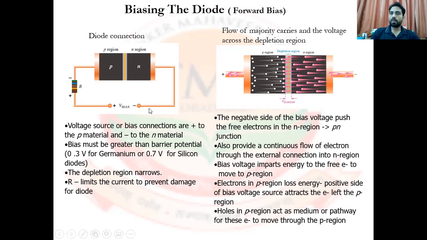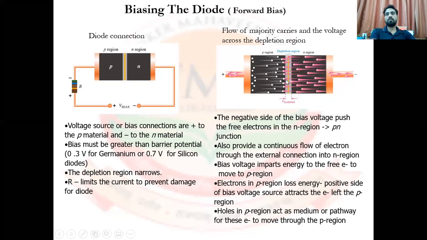When this forward bias voltage is more than the potential barrier, the question comes up: suppose we have a silicon piece of material, what will be this potential barrier? In this line, bias must be greater than the barrier potential: 0.3 volt for germanium and 0.7 volt for silicon. So if you want to remove the depletion region, you have to put on more than 0.7 volt for silicon and more than 0.3 volt for germanium. Then it only becomes forward bias.